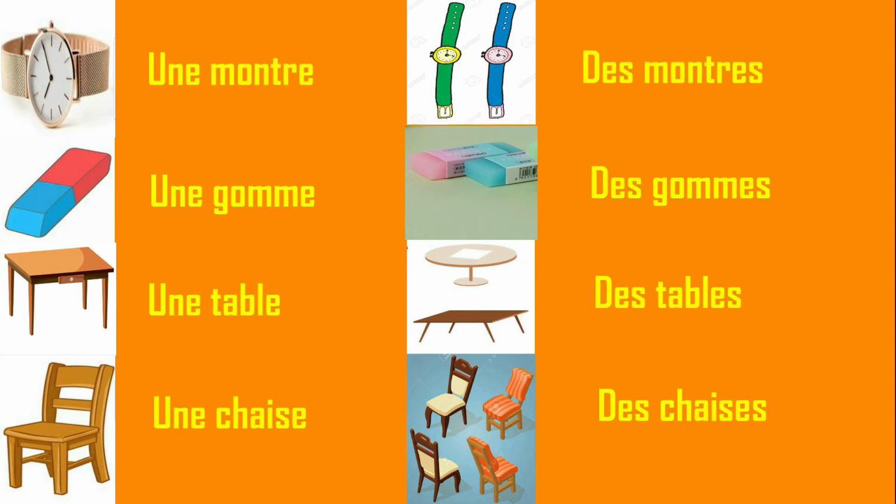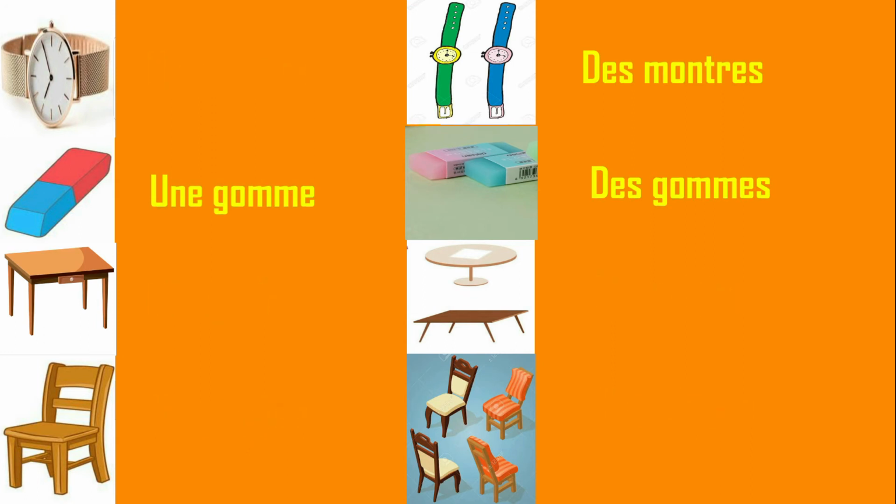Une montre, des montres. Une gomme, des gommes. Une table, des tables. Une chaise, des chaises. So, un changes into des in plural. Une also changes into des in the plural form.